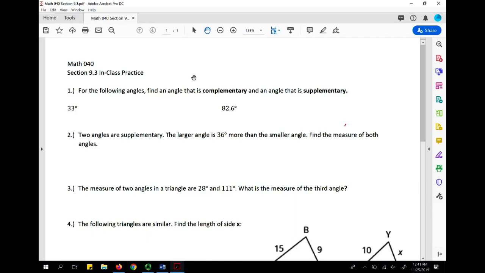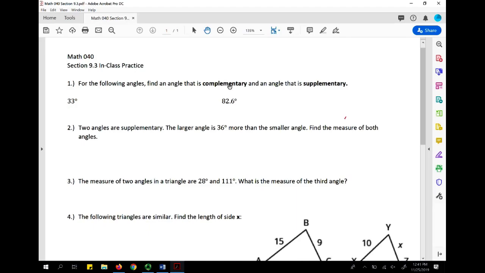Angles, and this was the worksheet I handed out yesterday. I know I don't have any extra copies, so some of you guys don't have it, but I just pulled it up here so you can at least see what we were working with, and I'll go ahead and go through the answers as well.